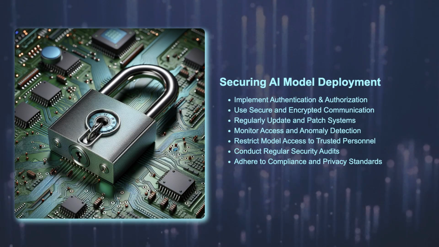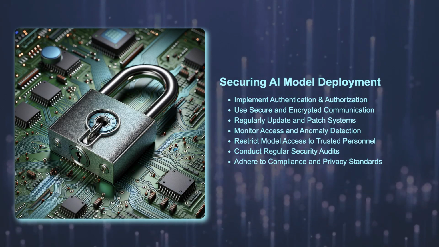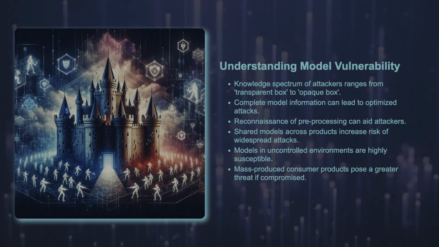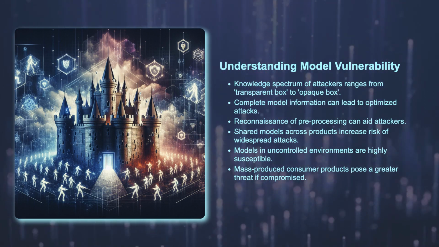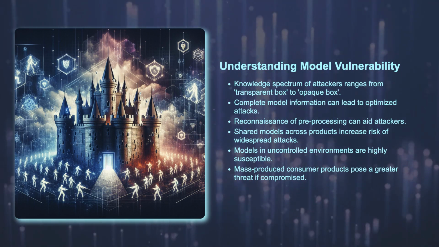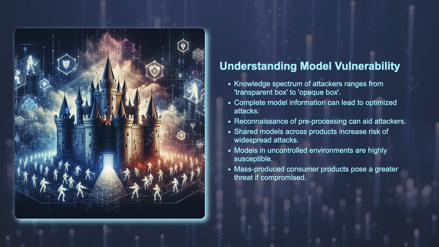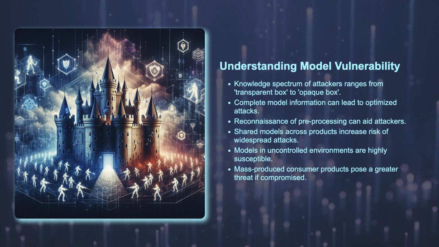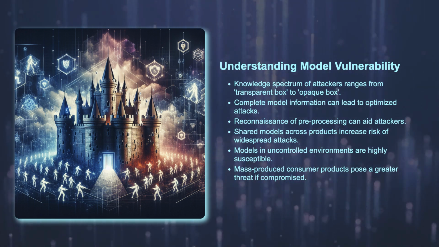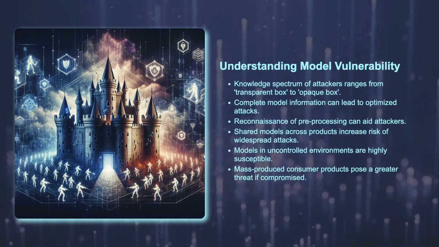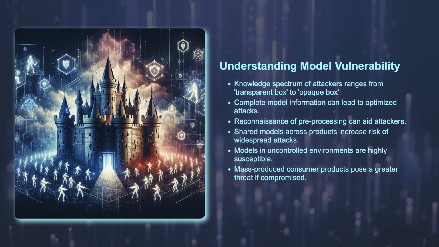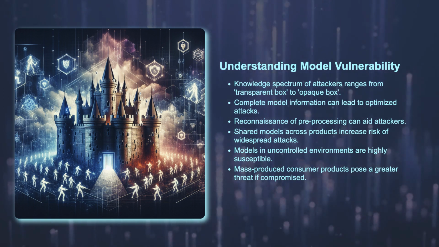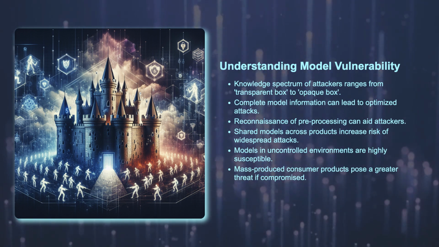Limit access to your model and its processing pipeline in deployment. Why this principle? Knowledge of your model can enable prospective attackers to create better performing attacks against it. The range of this knowledge can be described on a scale between transparent box, when an attacker has complete information about a model's architecture, weights, and biases, through to opaque box, when an attacker has no prior knowledge except for the ability to query the model and view its decision.